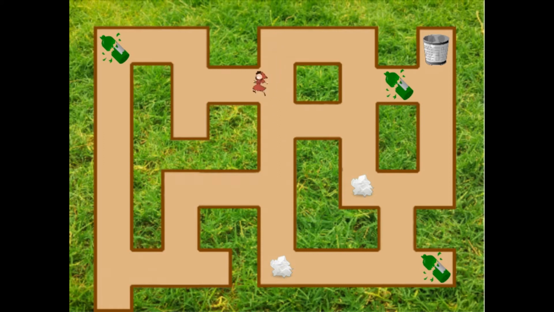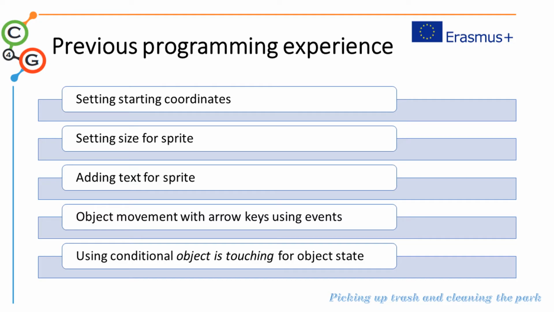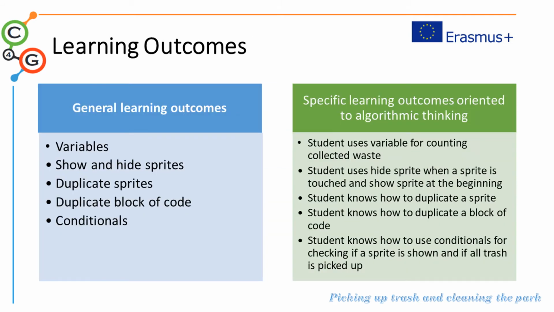The players will learn how to use variables and how to duplicate a block of code or even a whole sprite. Students should know already how to set starting coordinates, set size for the sprite, add text for the sprite, move the object with arrow keys using events, and use conditional object is touching for object state. In these activities, students will learn how to make and use the variables, to show and hide sprites, how to duplicate the sprites and block of code, and how to use the conditionals.